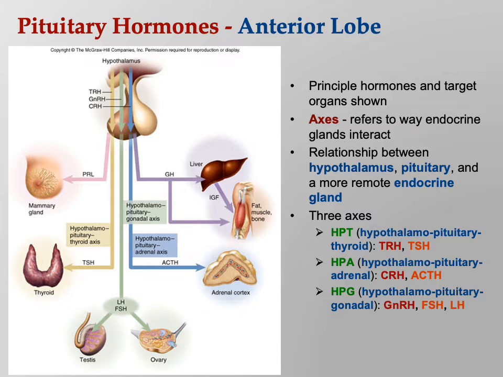And the HPG, the hypothalamo-pituitary gonadal. So GnRH from the hypothalamus tells the anterior pituitary to release FSH and LH, follicle-stimulating hormone, luteinizing hormone. And what's going to happen then when we get to the gonads? We're going to have the estrogens and the testosterone, okay? So again, link them together. That's a very powerful way.